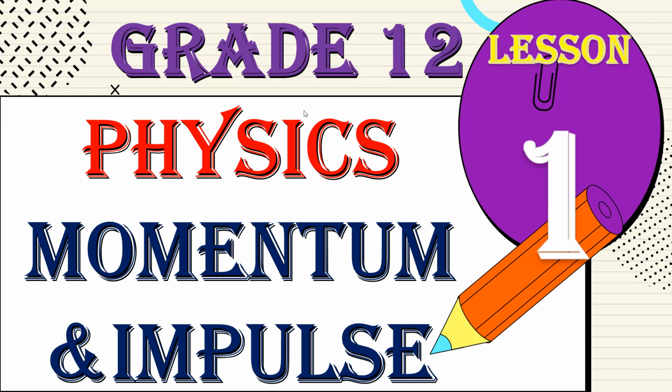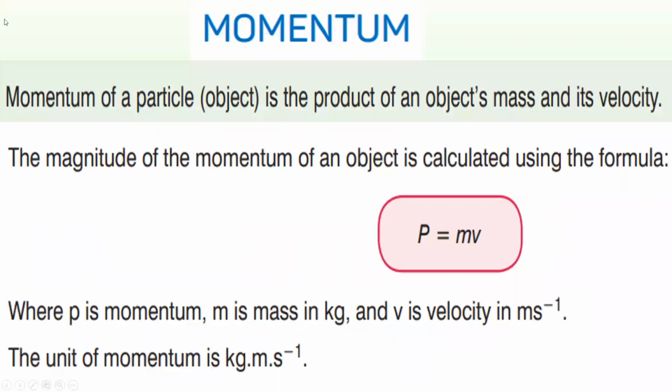What is momentum? Number one, momentum. Momentum of a particle is the product of an object's mass and its velocity. This is our definition. If they ask you what is the definition of momentum, define momentum, this kind of question is coming, so please be ready for 2 marks.